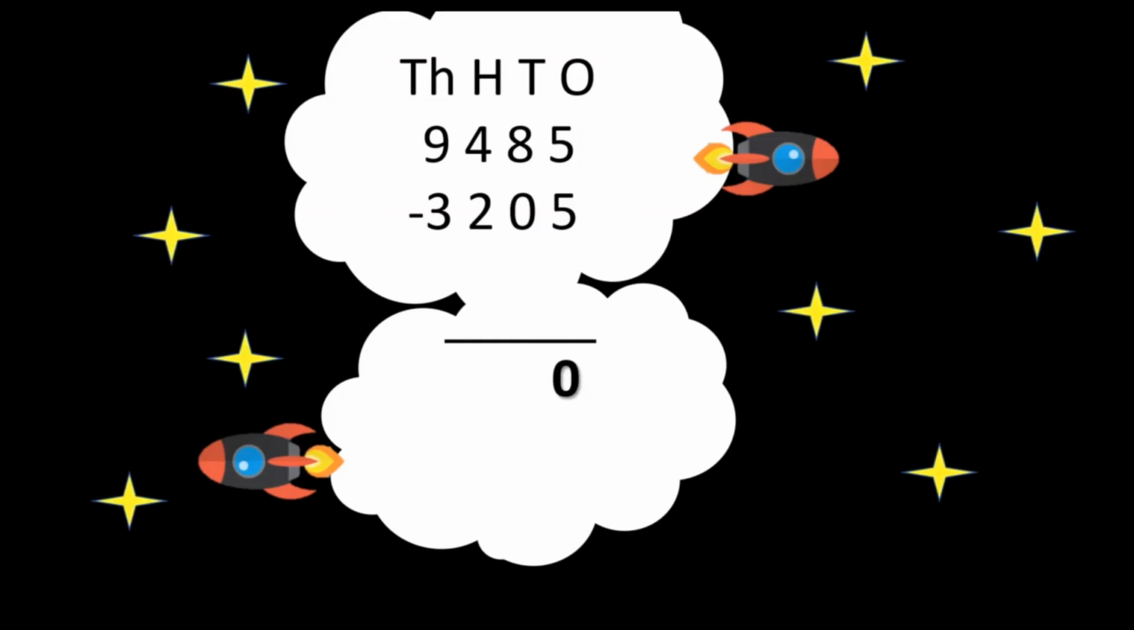8 minus 0. This is another property of subtraction, where we subtract 0 from a number, the answer is the number itself. So it is 8. 4 minus 2 is 2. And 9 minus 3 is 6. So the answer we get is 6,280.